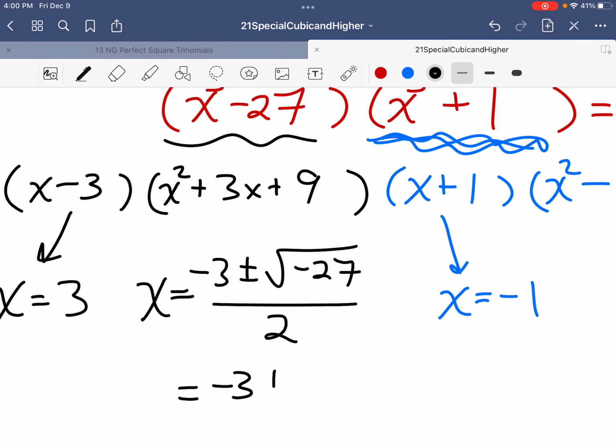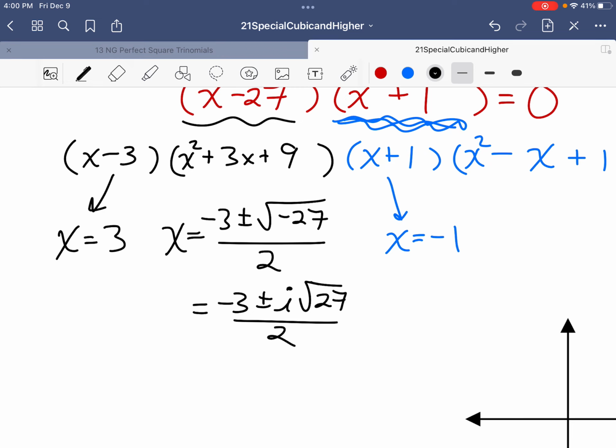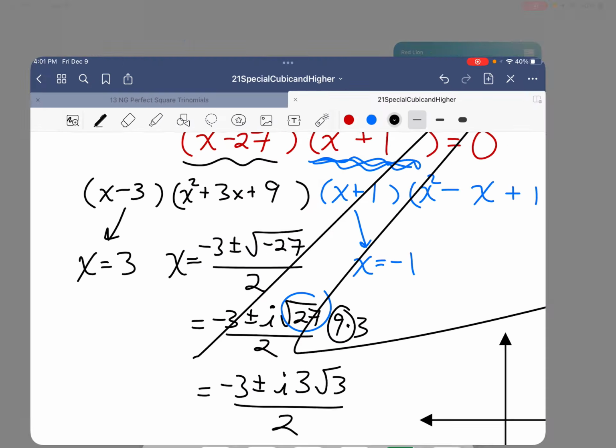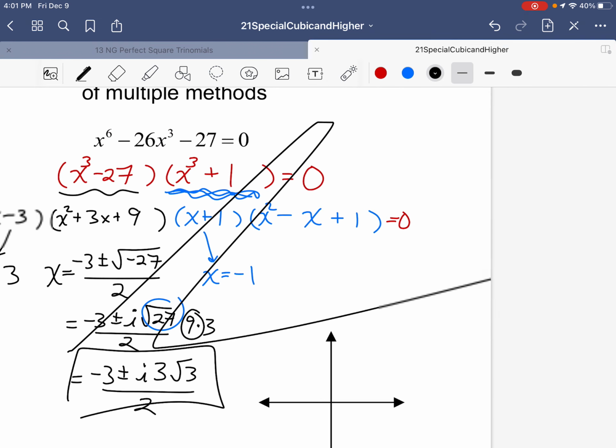Now, that's going to become negative 3 plus or minus i root 27. And the truth is, root 27 can be broken down one more step. You can break down 27 to be 9 times 3. And the 9 is going to come out as a 3, but the 3 stays behind. That's a lot, but that's 2 more roots on top of the roots that I already found. But the good news here is I've got 2 more roots.